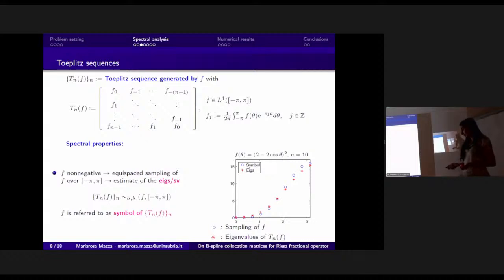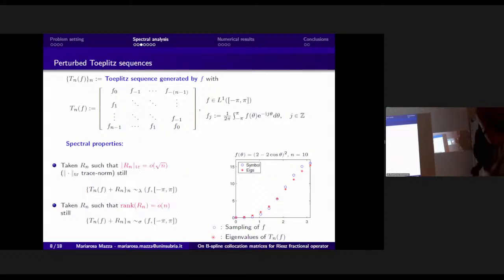And in this case, in the literature, f is called the symbol, not only of a single Toeplitz, actually of the whole sequence of Toeplitzes, because this result is true as far as n is large enough. For instance, if we take f equal to 2 minus 2 cosine of theta, to the square, we can compare a sampling of this function, here actually 0 to pi, just because the function is even, with the true eigenvalues of the Toeplitz Tn of f, and you see that there is already a good matching between these two objects when n is just equal to 10.